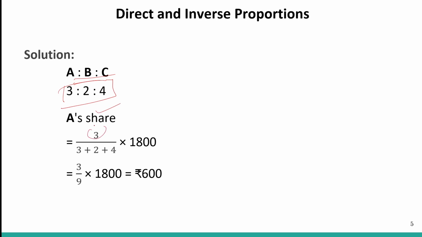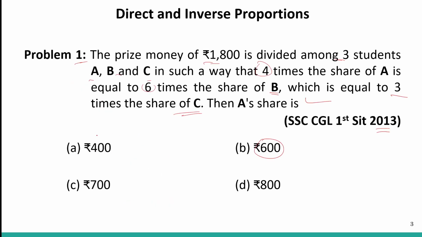So A's share will be 3 by 3 plus 2 plus 4, that is equal to 3 by 9. So 3 by 9 is 1 by 3 of 1800, which is equal to 600. So 600 will be the correct option. Among these 4 options, the only correct one is 600. These are all wrong answers. So this SSC question has answer as option B.